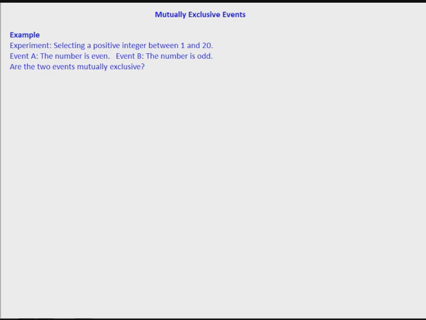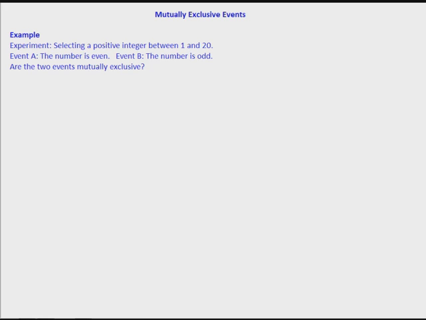Let's move on to examining some special cases of events. These are the mutually exclusive events. The term is quite self-explanatory. These are events which can't occur together. They are mutually exclusive. So let's look at a typical example.